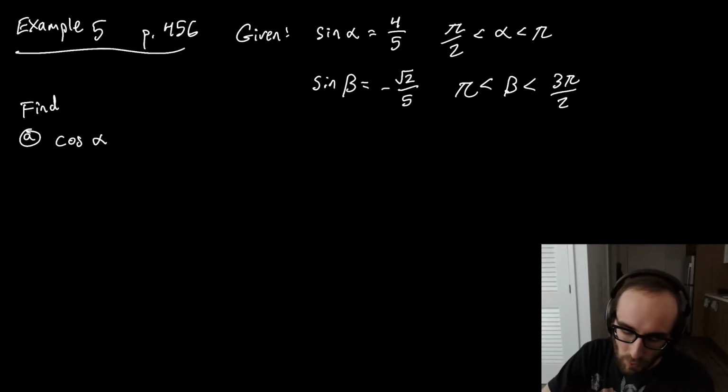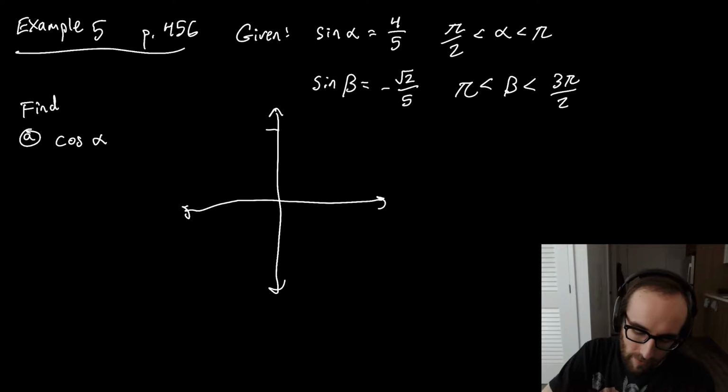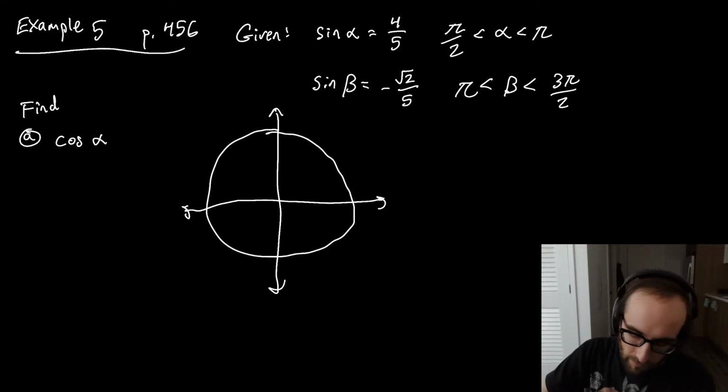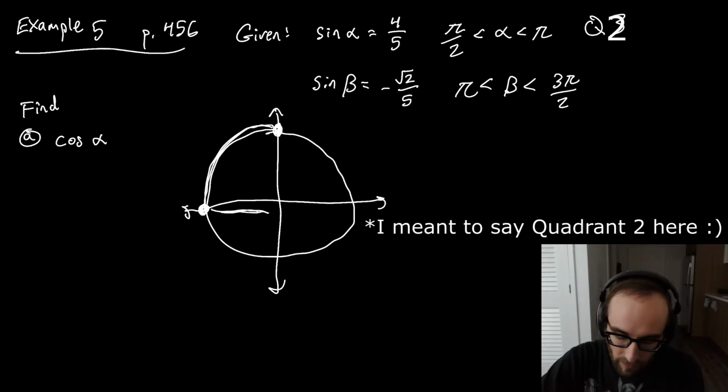If alpha is in between pi over 2 and pi, and I'm just going to draw out our unit circle here to help us out, then we know that alpha is in quadrant 3. So this is pi over 2. This is pi, and alpha is somewhere in between pi over 2 and pi. So that tells us that alpha is in quadrant 3. This is important because it tells us that cosine, the x value, is going to be negative. So quadrant 3 means that cosine is negative.